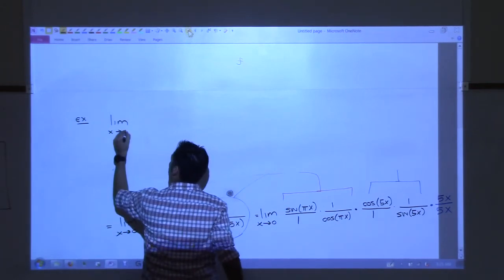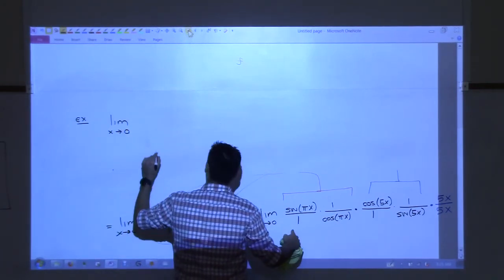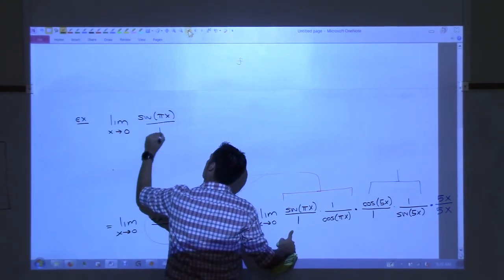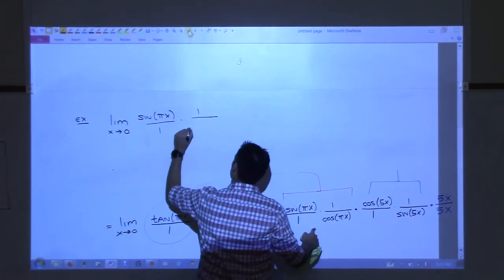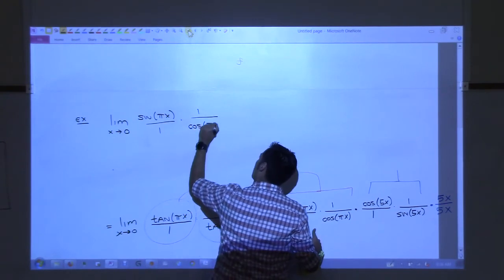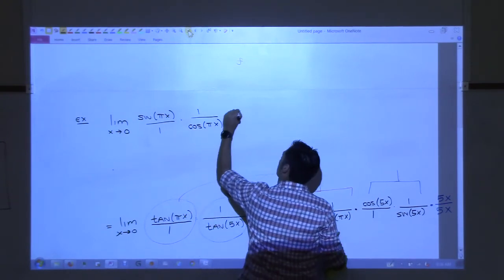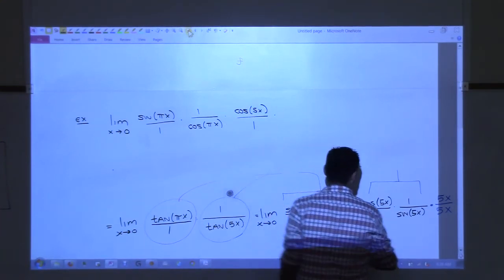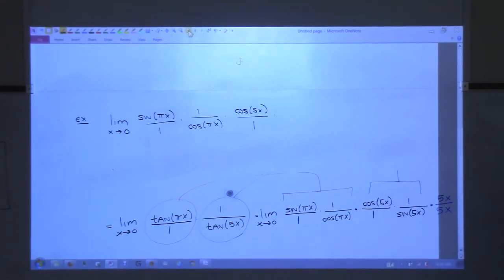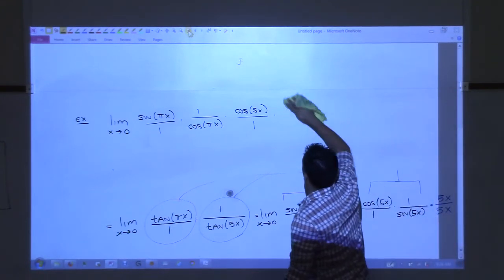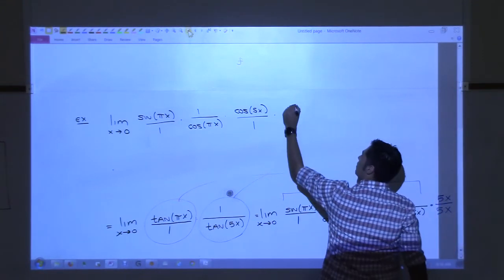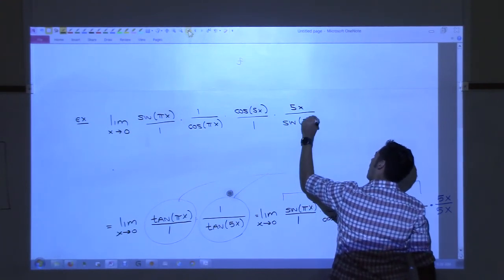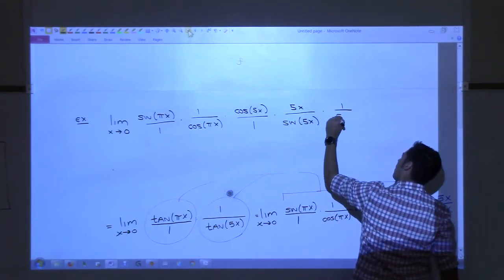All right, so here we go. 0, let me go 0. Yes, I'm going to rewrite this all. What's my next piece going to be? What do you think I'm going to write here? 5x over sine 5x, good. And then times 1 over 5x.